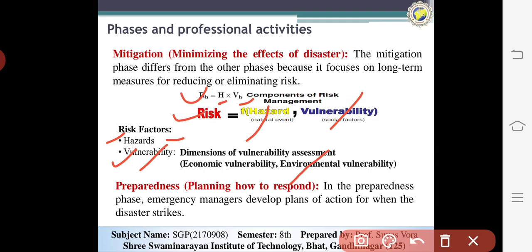Now, the consideration of preparedness. Preparedness means planning how to respond. In the preparedness phase, emergency managers develop plans of action for when the disaster strikes. It means this is considered at the time when the disaster will arise.